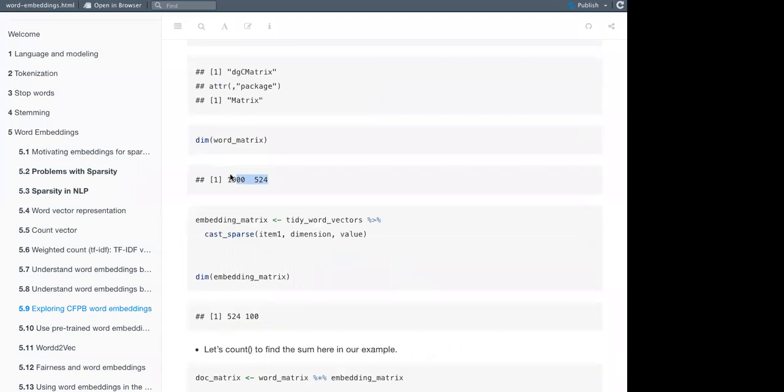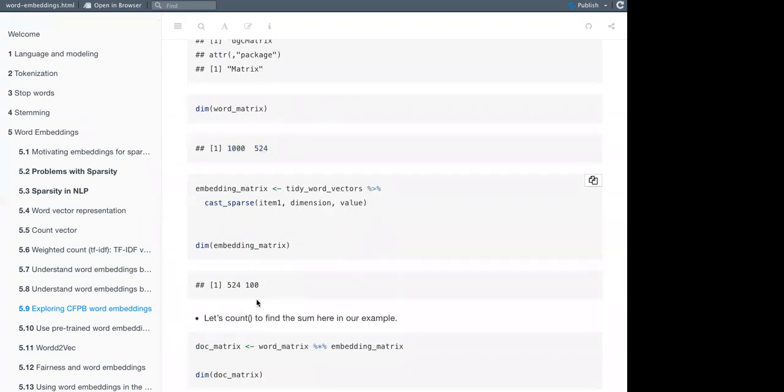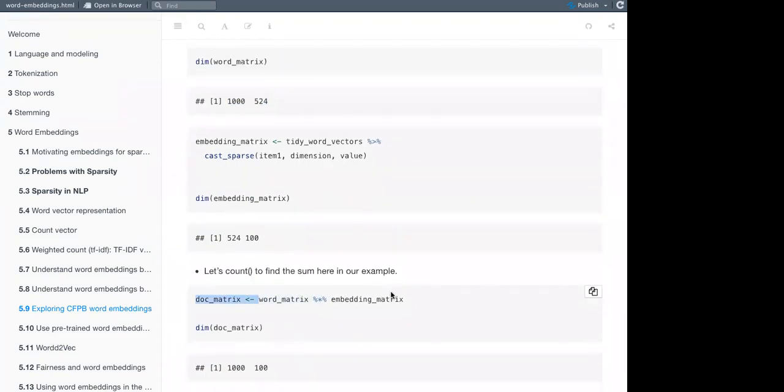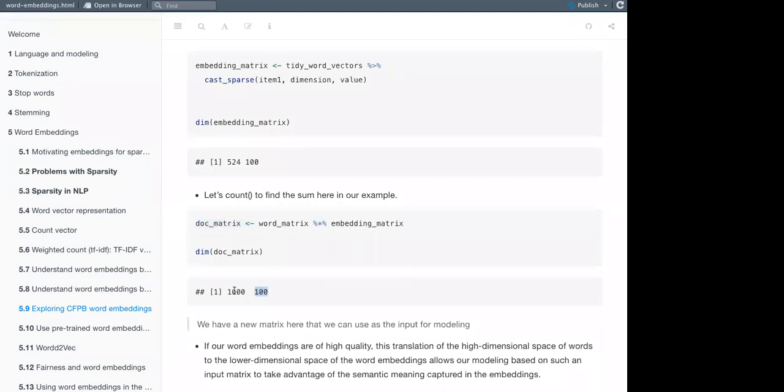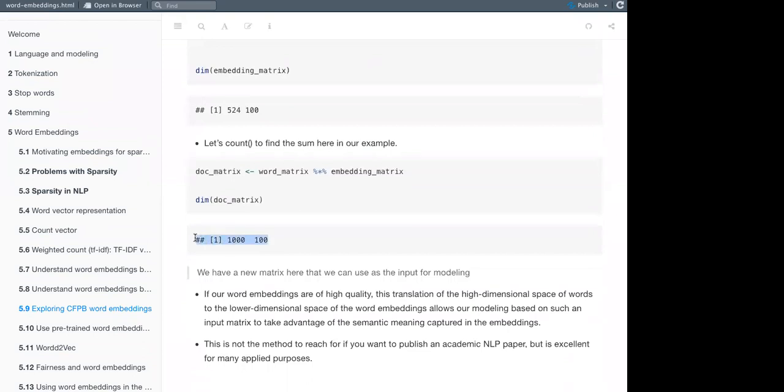So for example, previously, for the data set we have 1,000 documents and 524 features, but we want to use word embedding. So what we can do is cast the word embedding also as a matrix, and we can do multiplication. Now we have 1,000 rows, and we select only the embeddings. So now we can use this as a modeling step. What I do not really understand is this multiplication. Multiplying the word matrix and the embedding matrix gives us another matrix which we can cast back to a data frame.